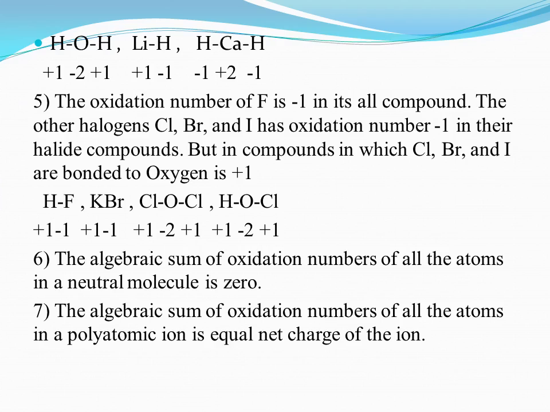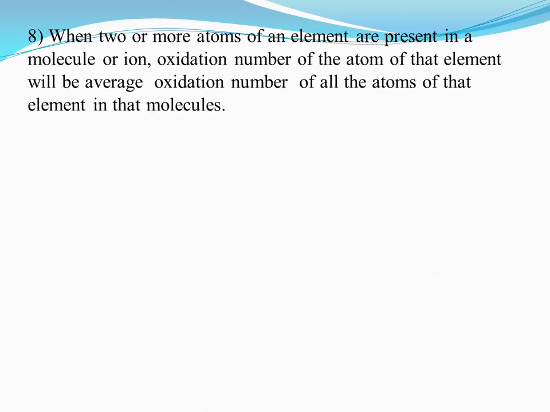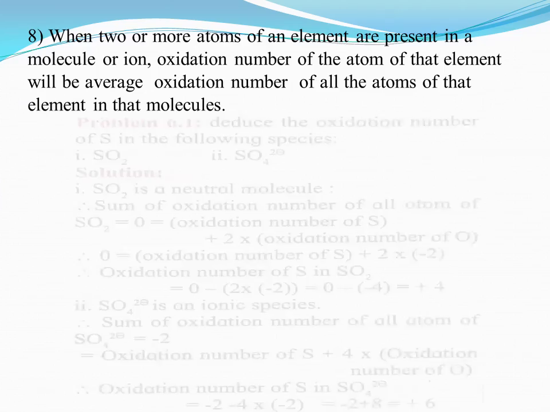Sixth rule, the algebraic sum of oxidation numbers of all the atoms in a neutral molecule is 0. Seventh rule, the algebraic sum of oxidation numbers of all the atoms in a polyatomic ion is equal to the net charge of the ion. Eighth rule, when two or more atoms of an element are present in a molecule or ion, the oxidation number of the atom of that element will be the average oxidation number of all the atoms of that element in that molecule.